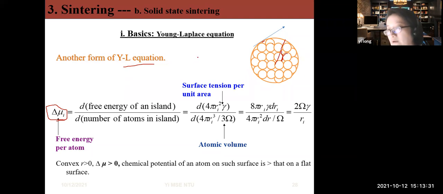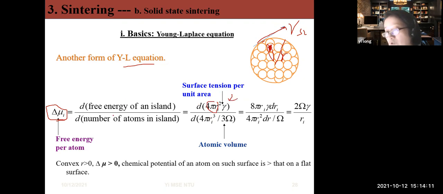Because the particle is full of atoms inside, you need to calculate the free energy per one atom. In the end, it needs to judge where to go, because it is going to go somewhere which gives lower energy. So how can we do this? We use the same old tricks of material scientists. First of all, we calculate the total. The total is gamma SV times the whole area, which will be 4 pi r squared times gamma, the surface tension per unit area.